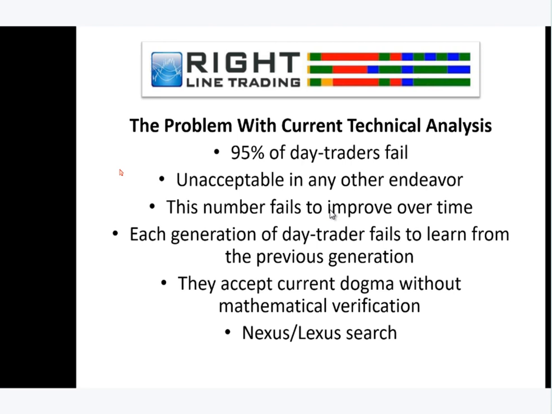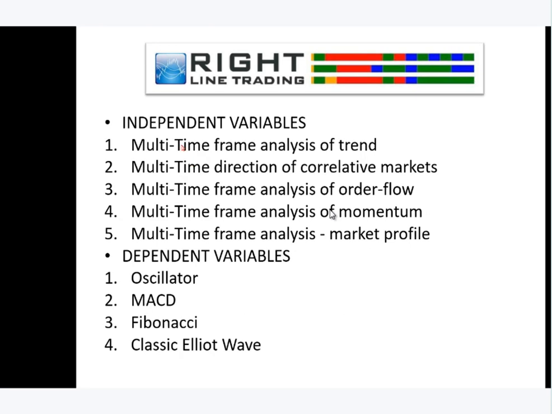Now, if you do a LexisNexis search of the world literature, you will find there's almost no really well done scientific analysis of any current overall technical analysis or any of the indicator analysis that we use. So what we did at Right Line was to look at each of these indicators. Now, what we found, to boil it down and make it quick, is that an oscillator is a lagging indicator.